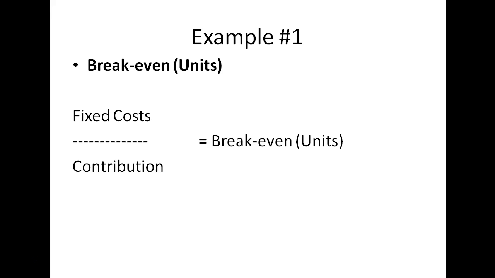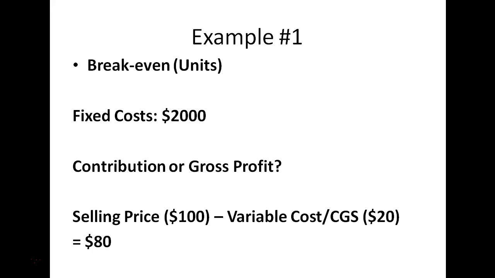To work out the break even, it will be, as we said earlier, fixed cost divided by contribution. That will give us the number of units, the break even point, the number of units that we need to sell to cover all our costs. So from the example we're using, fixed cost, remember, is $2,000. Now we need to calculate the contribution, or what we call gross profit. So what's that? That's going to be selling price of $100 minus the variable cost of $20.